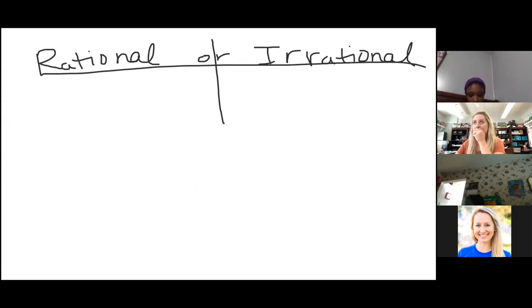Okay. What about -7? Just -7. Rational. That's rational. Okay. That's an integer. Positive or negative whole numbers, those are integers. Those are rational. Just because it's negative doesn't mean it's irrational.